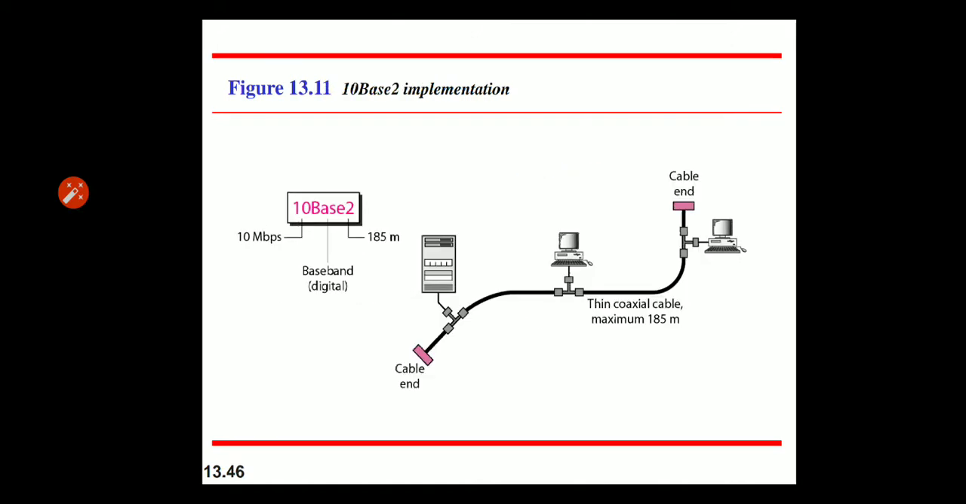Next we see the 10Base2 implementation. The second implementation is called 10Base2. It is also called thin Ethernet or cheapernet. 10Base2 also uses a bus topology, but the cable is much thinner and more flexible. The cable can be bent to pass very close to the station. In this case, the transceiver is normally part of the network interface card, which is installed inside the station. This figure shows the diagram of a 10Base2 implementation.